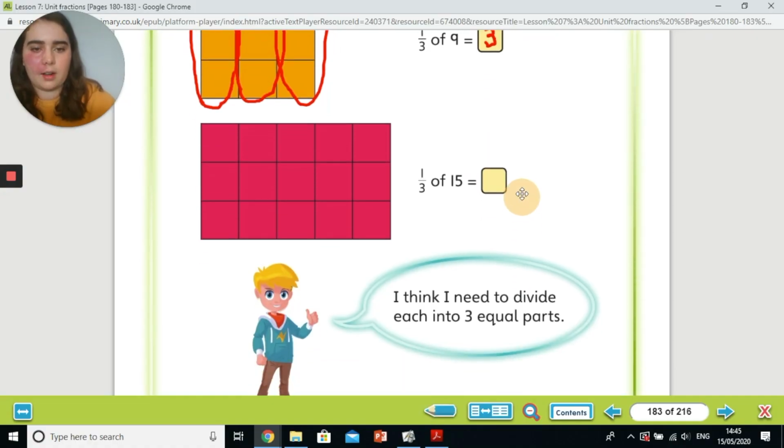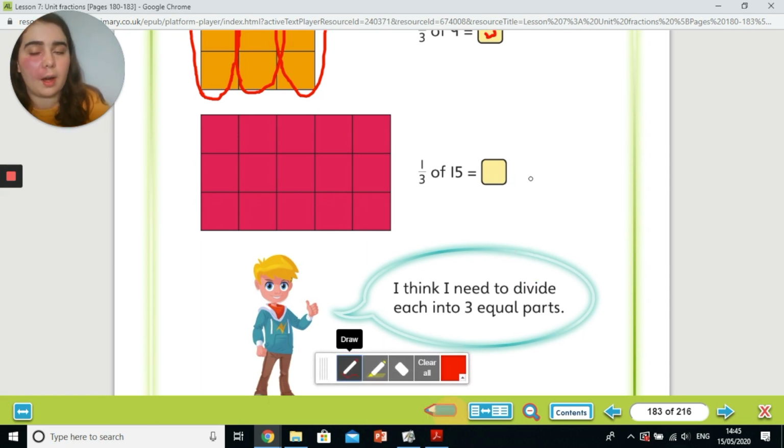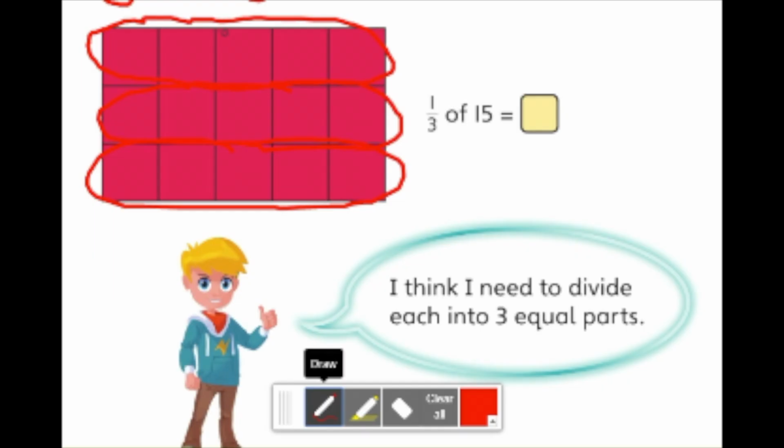And finally, let's look at the last challenge question. 15 divided into 3 equal parts would be, so we've got 1 group here, 2 groups here, and 3 groups here. How many squares are in each group? 1, 2, 3. There are 5 squares in each group, so 1/3 of 15 is equal to 5.